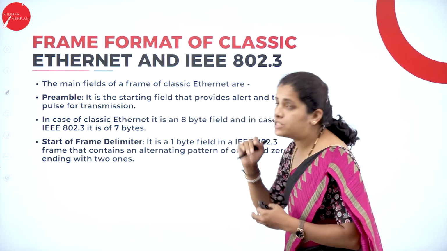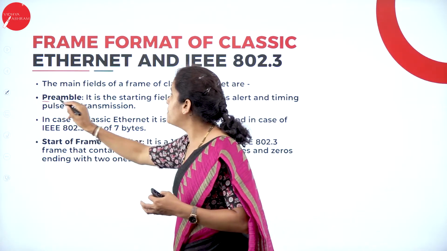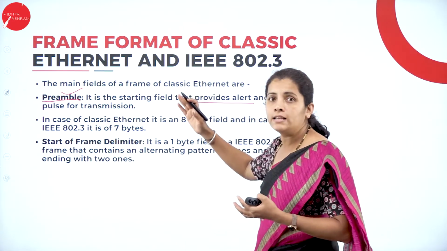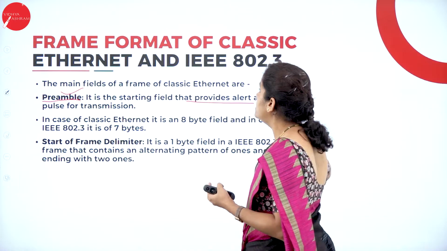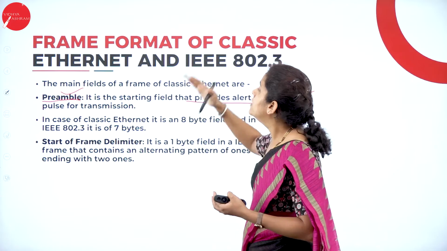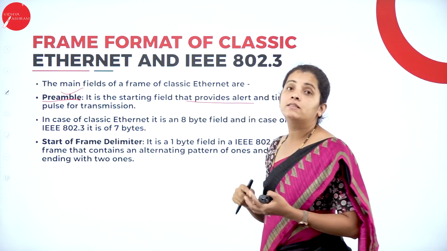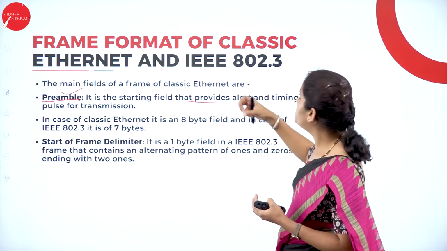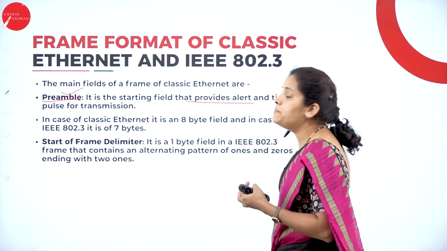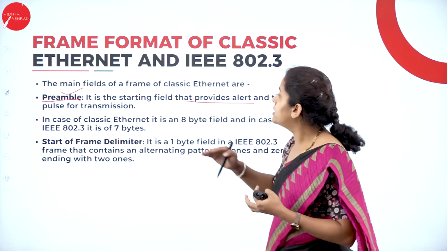So what's the first field? It is the preamble, and it is the starting field that provides alert and timing pulse for transmitting. So, I repeat, this is the first field that provides alert message and timing pulse for transmission.